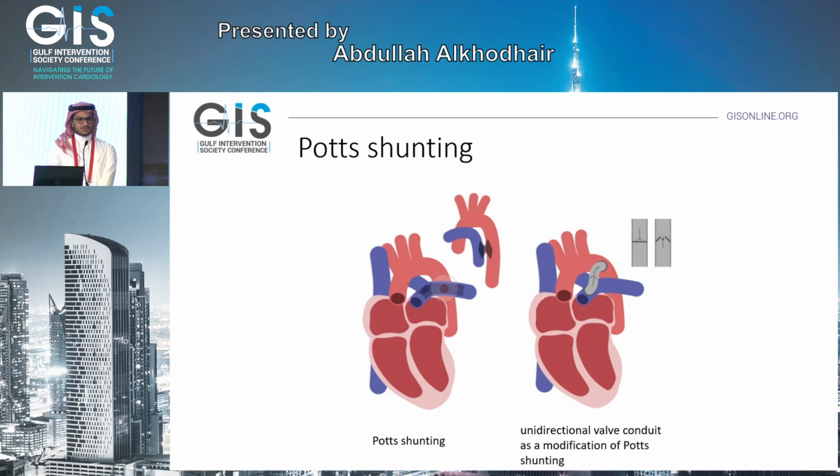So basically, this is mostly a surgical procedure, but now there have been some cases where it has been done percutaneously. The advantage of this procedure is it allows the shunting at the lower limbs only, thereby sparing the upper limbs and the coronaries from the effect of hypoxemia. Basically, you're trying to create a communication between the left pulmonary artery and the descending aorta.